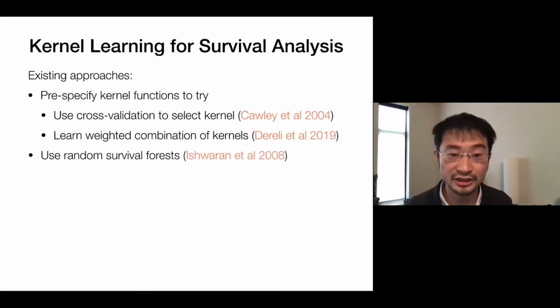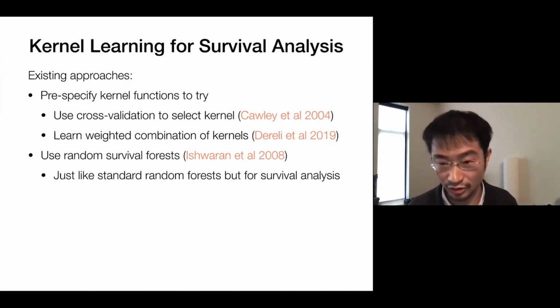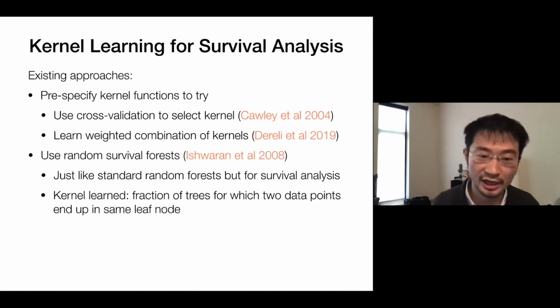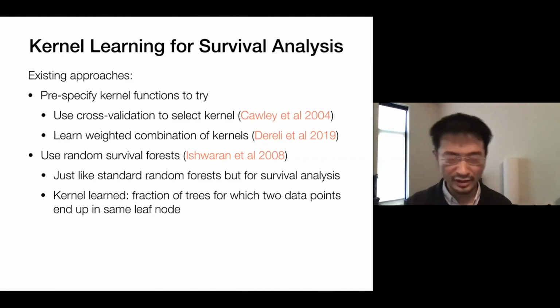Another kind of approach is random survival forest. These are just like standard random forest, but they're for survival analysis. And the kernel learned is the fraction of trees for which 2 data points end up in the same leaf node. This is the same definition of a kernel as the one learned by standard random forest, and it's by Breiman some decades ago.